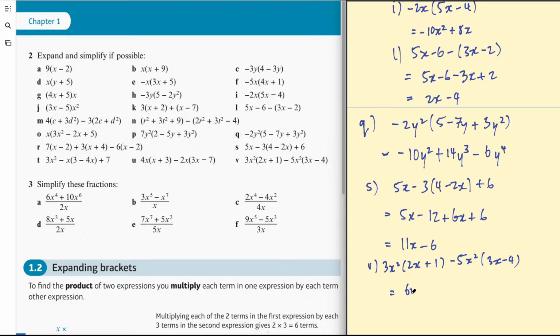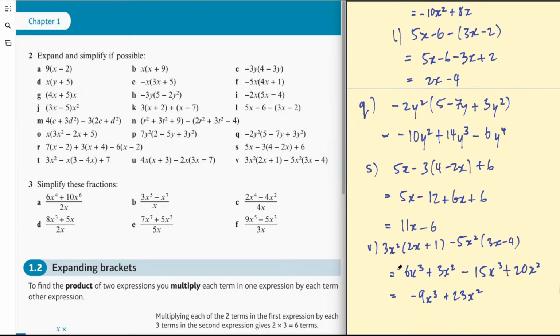Okay, expanding this one, 6x cubed plus 3x squared. And then 5x squared multiplied by 3x is negative 15x cubed plus 20x squared. And then we have some like terms here we can simplify. So 6x cubed take 15x cubed is negative 9x cubed. And then 20x squared plus 3x squared is 23x squared. Okay.